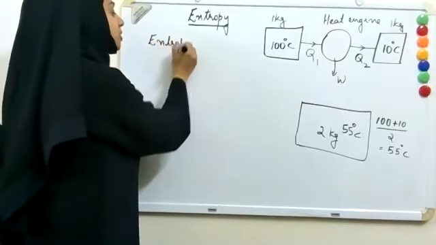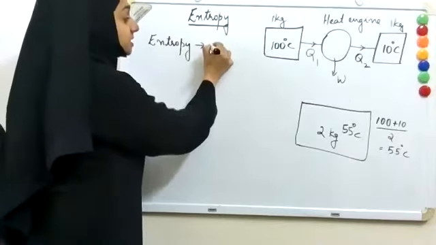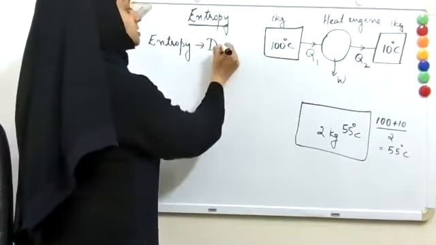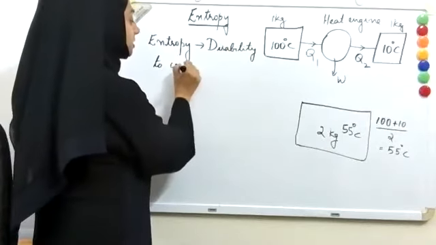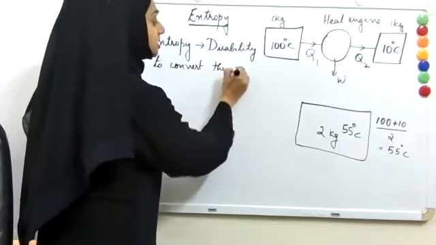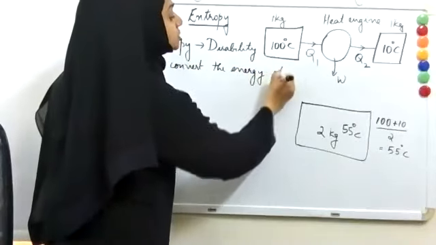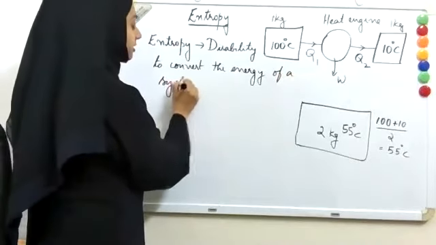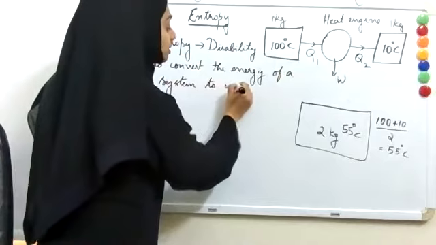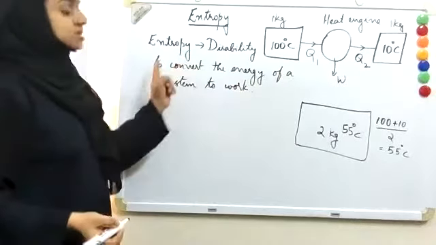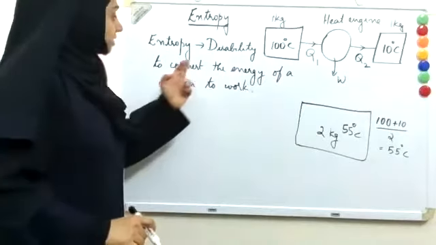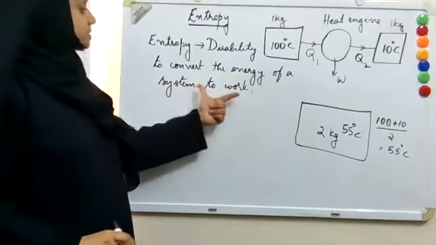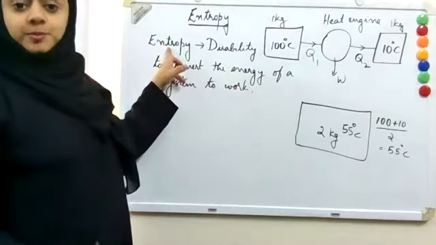So when you are asked what is meant by entropy, one way to define entropy is that it is the inability, the disability, to convert the energy of a system to work. So what is meant by entropy? It's the disability to convert the energy of a system to work.